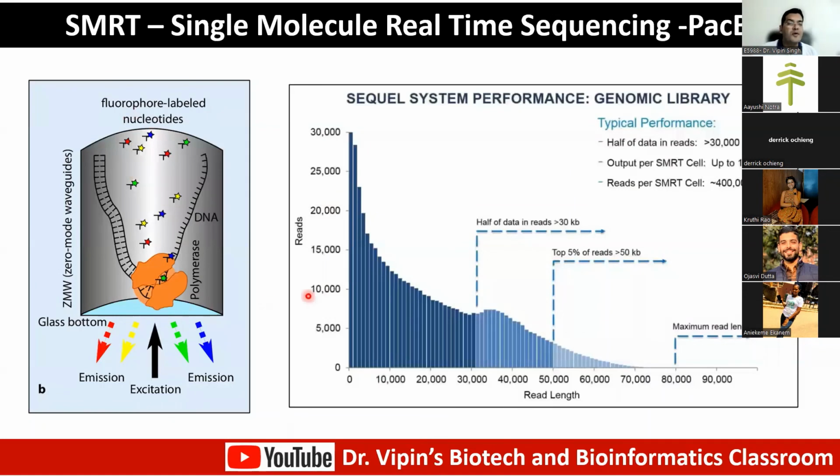And then of course, this is a comparison of read length. On average, half the data is in reads greater than 30 kb. Some of the reads, the top 5%, are greater than 50 kb, and so on. So these are long read lengths, and that allows you to assemble the genome more correctly, and de novo assembly of genomes is possible.